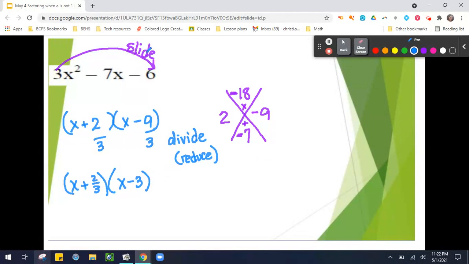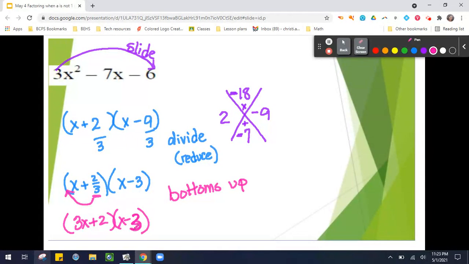After you slide and divide, if you have any fractions, which I do, the step you have to do is bottoms up. We take the bottom of the fraction and we move it up to the front. So I do have a bottom right here that's going to move up to the front and change this to 3x plus 2. But I get to keep the x minus 3. I almost wrote a 2 there, guys. X minus 3.